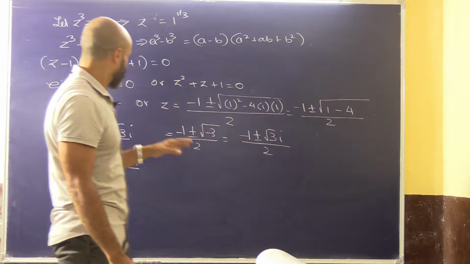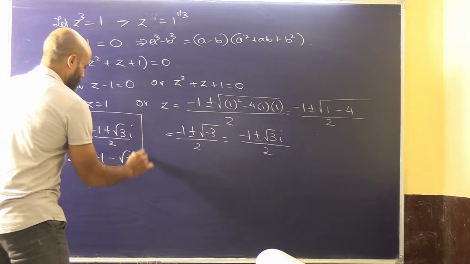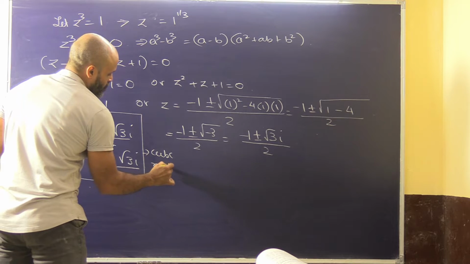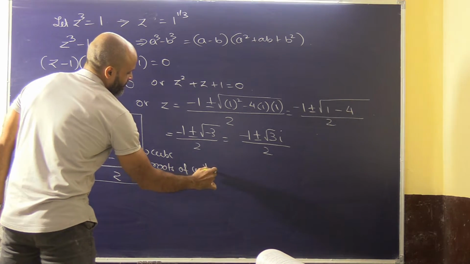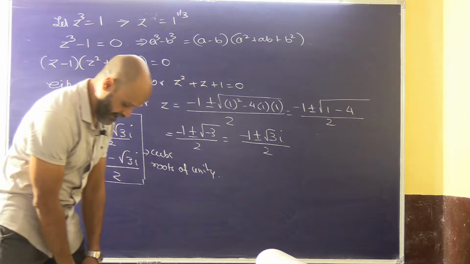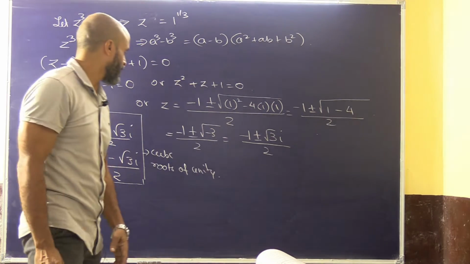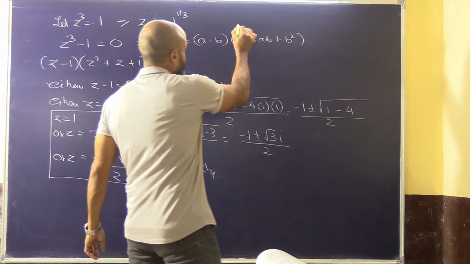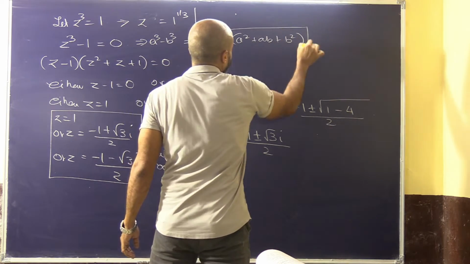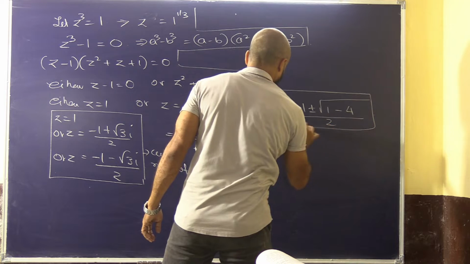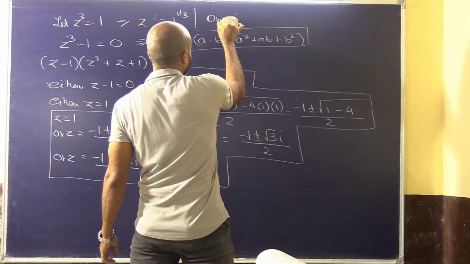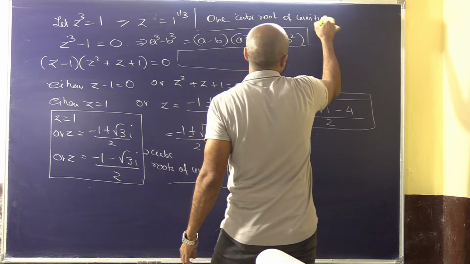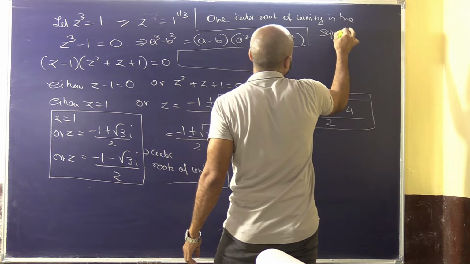So these three are the cube roots of unity. There are a lot of properties of cube roots of unity. For example, one cube root of unity is the square of the other.